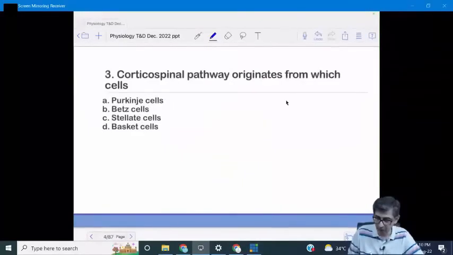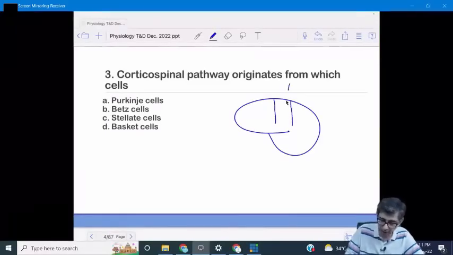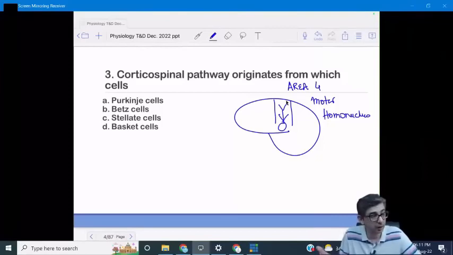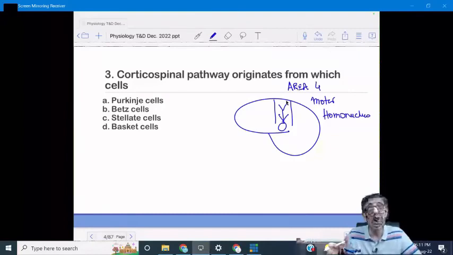Moving to the third one. The question says corticospinal pathway originates from which cells? So corticospinal pathway will be originating from area 4 of the brain. Area 4 of the brain is what is called the motor homunculus. That is where we have each and every muscle in the body. Like at the moment when I'm sitting before you and noting down information, my hand muscles are being used, but each and every muscle of my body is under control of my brain. So the cells in area 4, the motor homunculus, give rise to fibers that control each and every muscle of our body.